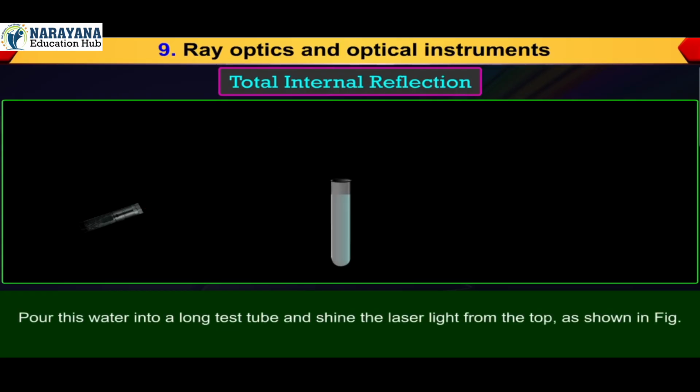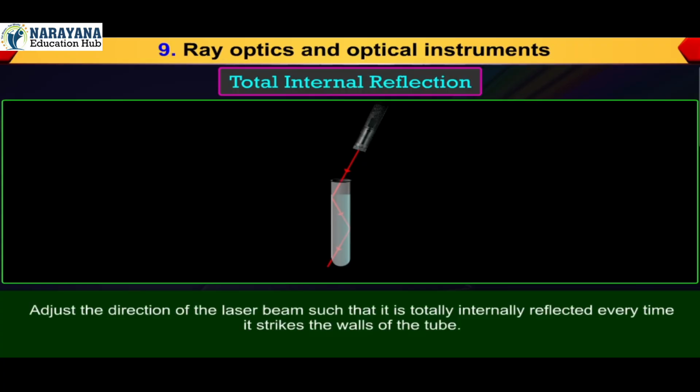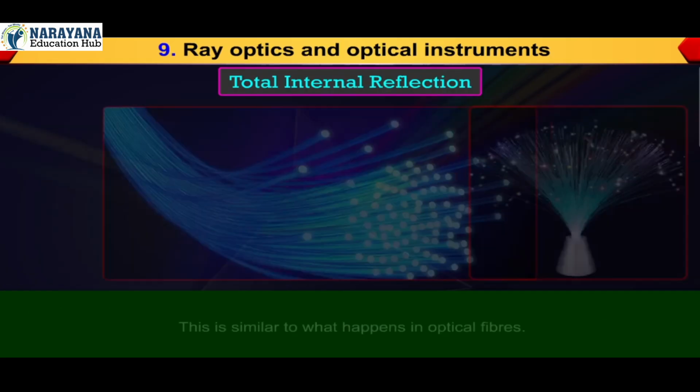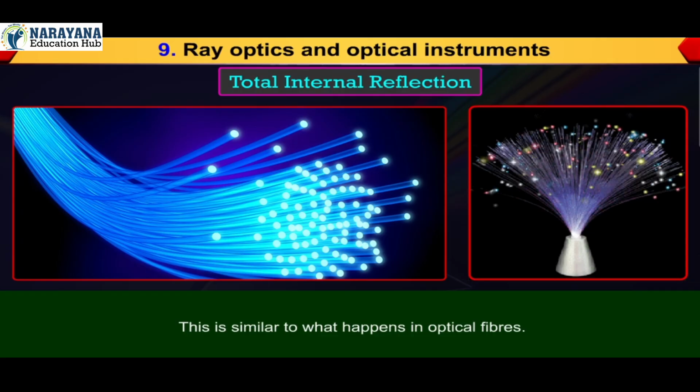Pour this water into a long test tube and shine the laser light from the top as shown in the figure. Adjust the direction of the laser beam such that it is totally internally reflected every time it strikes the walls of the tube. This is similar to what happens in optical fibers.